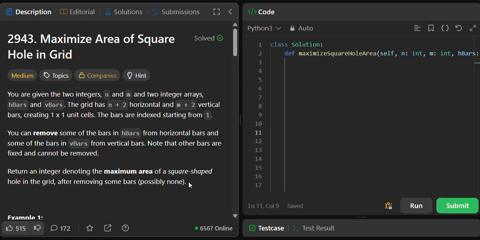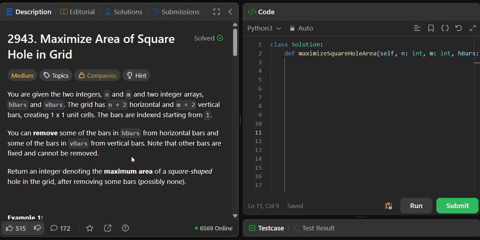Now we can form a grid that consists of n plus 2 horizontal and m plus 2 vertical bars creating 1 cross 1 unit cells and the bar index starting from 1. Now we have to return an integer that denotes the maximum area of a square shaped hole in the grid after removing some bars, possibly none. Now the bars that we can remove are present in hBars and vBars. hBars represent the horizontal bars that we can remove and vBars represent the vertical bars that we can remove. The other bars that are not present in the hBars and vBars are fixed and we cannot remove them.